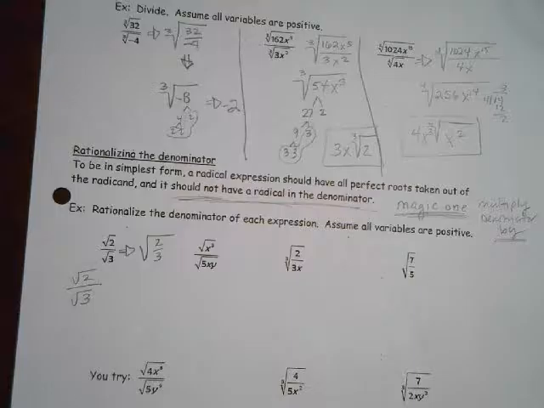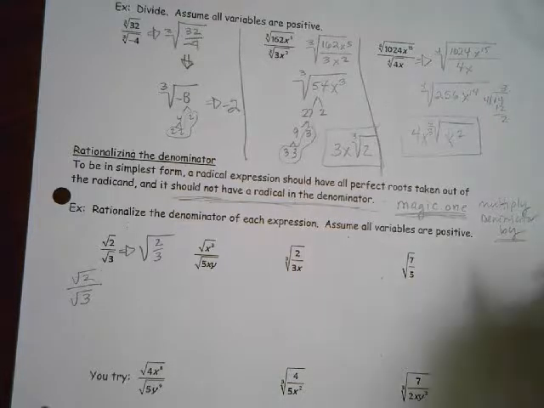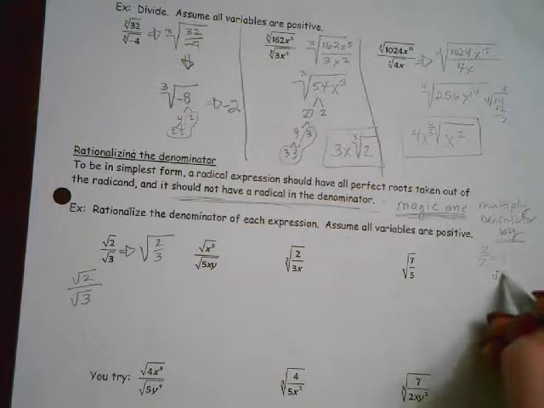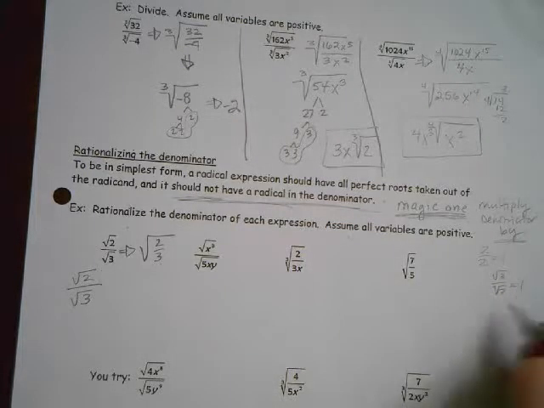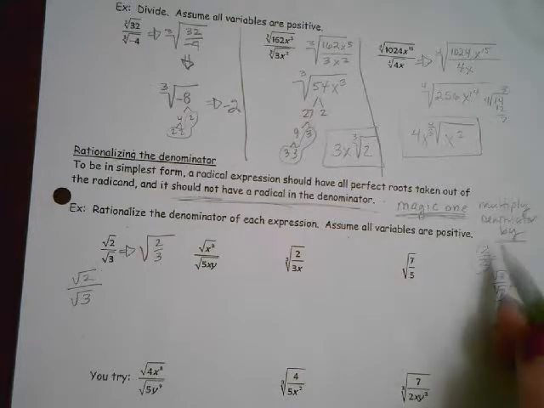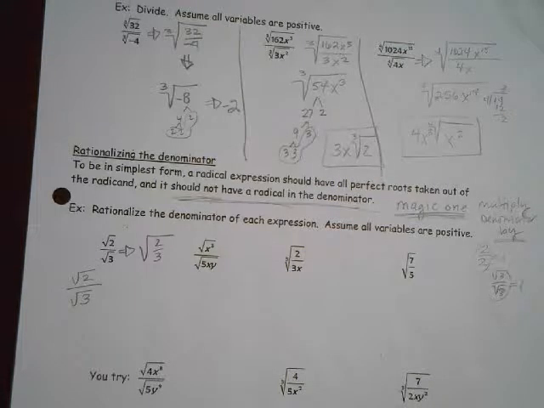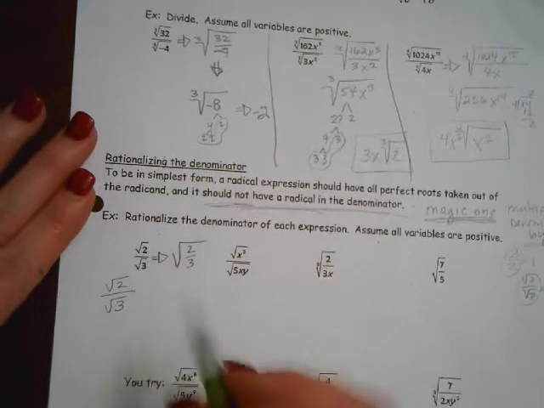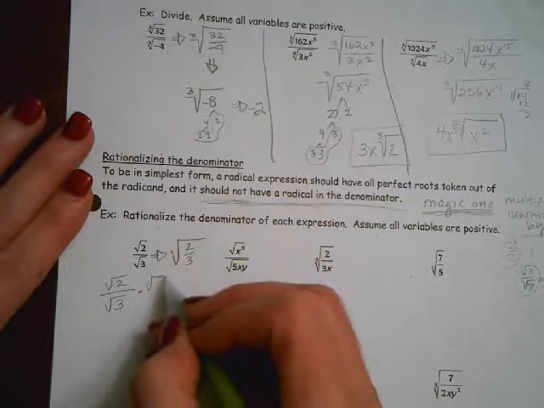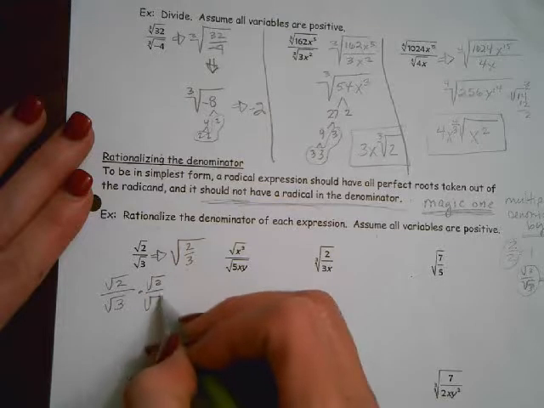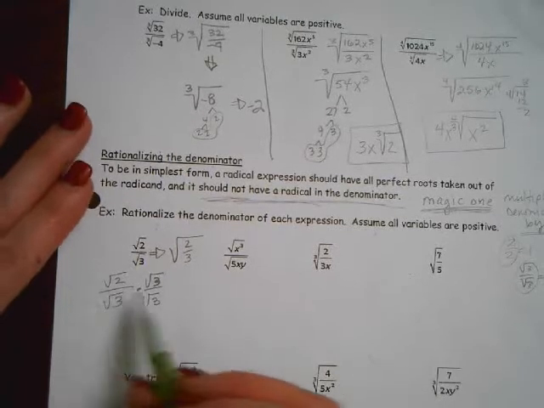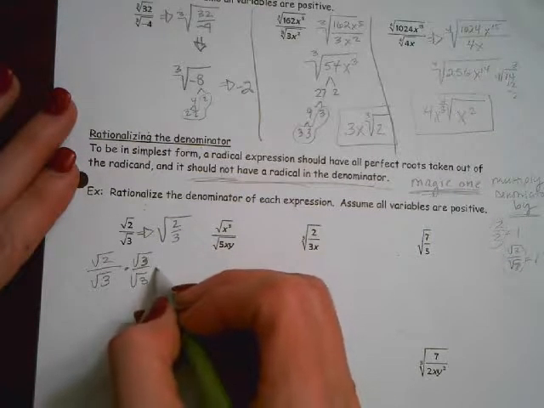So basically, anything over itself is 1, right? So 2 over 2 is 1. Okay? The square root of 3 over the square root of 3 is 1, right? So this is what I mean by the magic 1, where you're multiplying by a fraction that is really 1, but it's a magic number because it will get rid of the radical sign. So let's look at this. If I have the square root of 2 divided by the square root of 3, if I multiply both numerator and denominator by the square root of 3, I'm really multiplying it by 1. That's the magic 1.